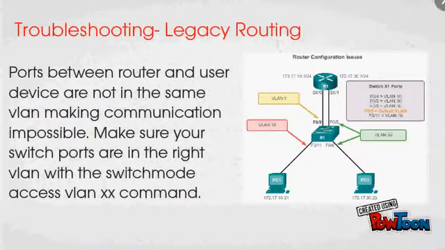Troubleshooting on legacy routing. All ports between router and user device are not in the same VLAN, making communication impossible. Make sure your switch ports are in the right VLAN with the switchport access vlan command. Make sure your physical router interface is connected to the correct port on the switch.